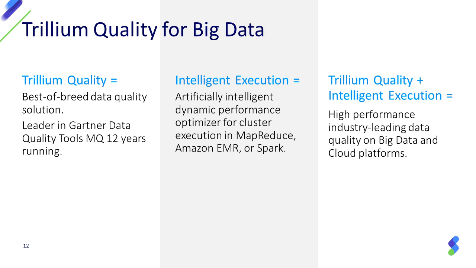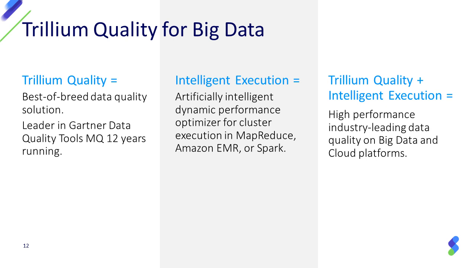And we also took Intelligent Execution, which is a really smart, artificially intelligent dynamic performance optimizer that we use under our big data integration software, so that you can run on MapReduce, on Amazon EMR, Spark, whatever you need to run on, and you don't have to worry about performance because it automatically, dynamically optimizes for performance, and you don't have to worry about writing code. So this helps things execute at high performance at high scale.